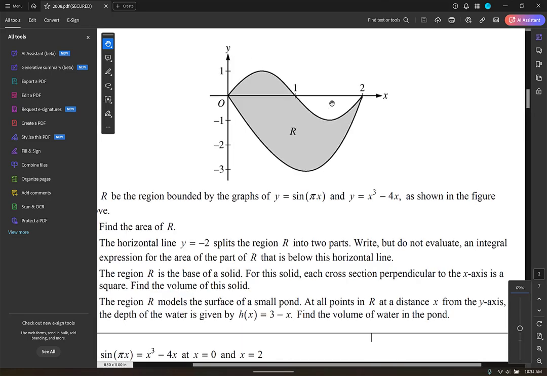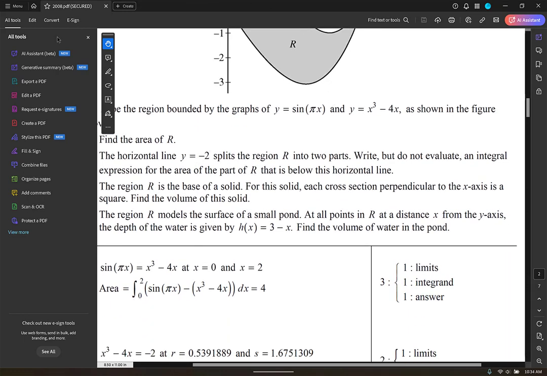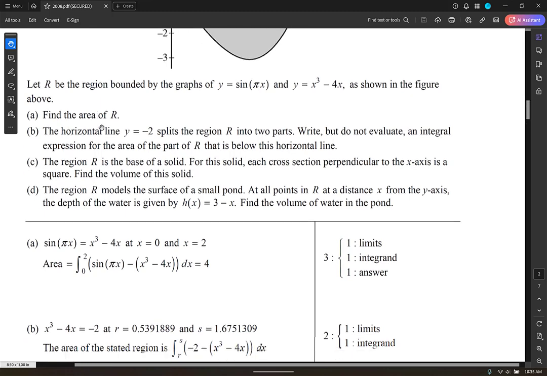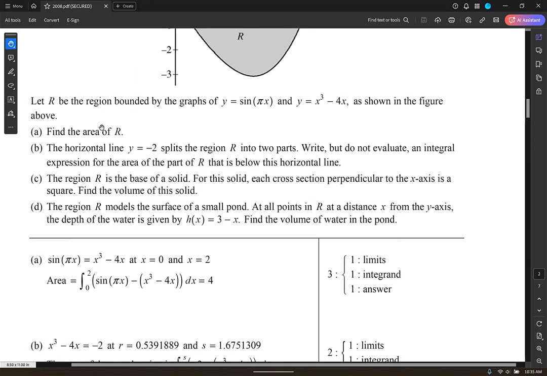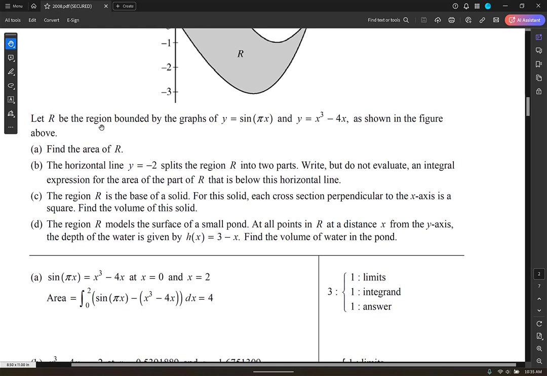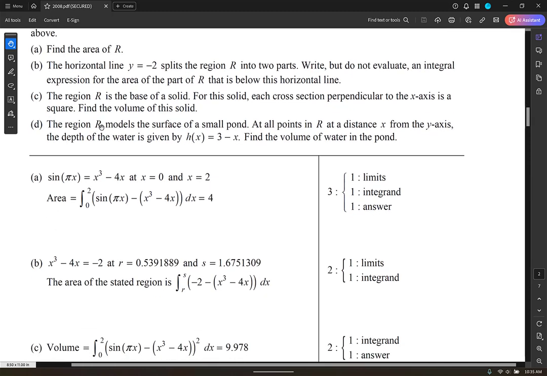All right, let's look at this. Look how many points they give. Let's see if we got all the points, because last time we got 8 of the 9 instead of all 9, because I didn't read it carefully and I was going too fast. Did we get all 3 points for letter A? Did we get the limits from 0 to 2? Do we have the right integrand, sine pi x minus x cubed minus 4x? Do we get the answer of 4? We got all 3.